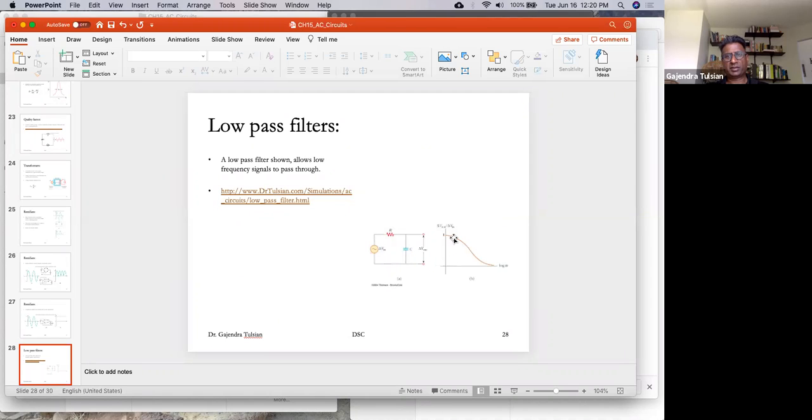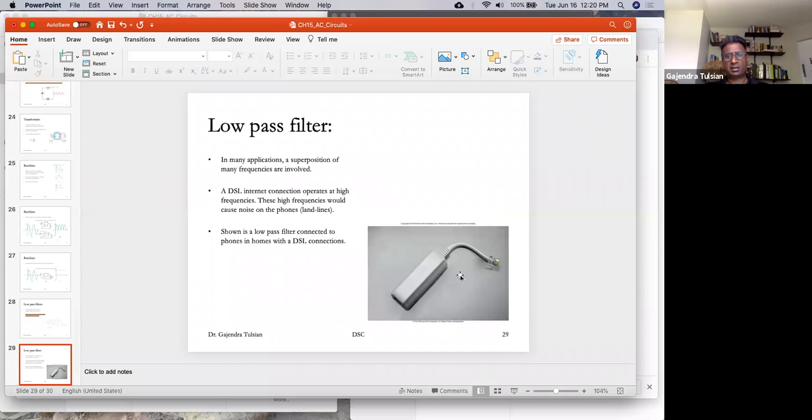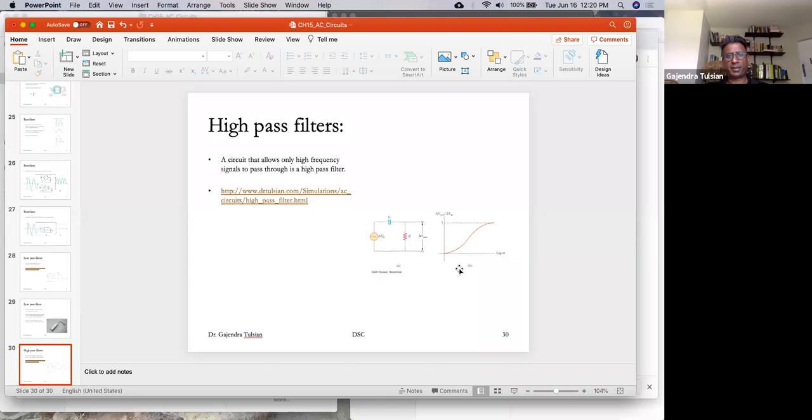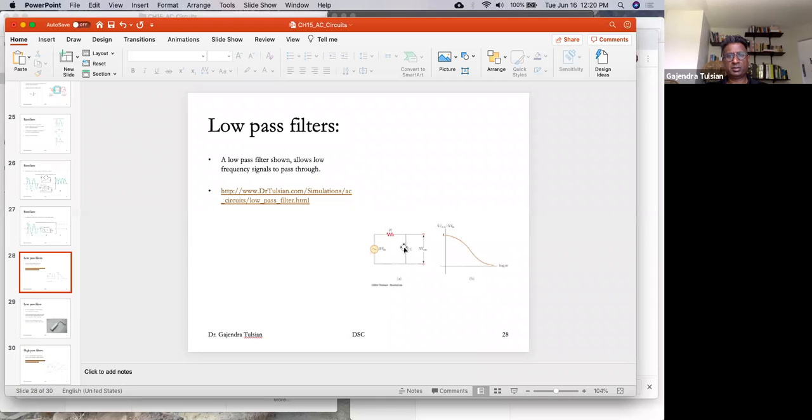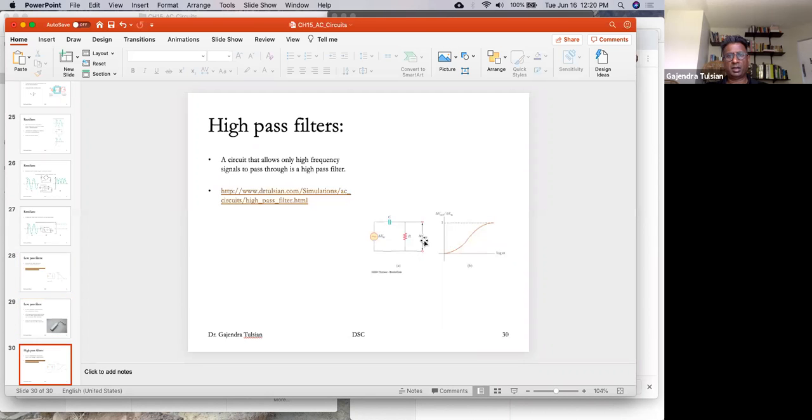Low pass filters let through only low frequencies, and they block high frequencies. This is a low pass filter. And here's a high pass filter. A high pass filter blocks low frequencies and lets through high frequencies. All right, that covers the chapter.